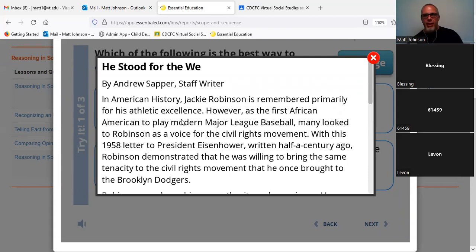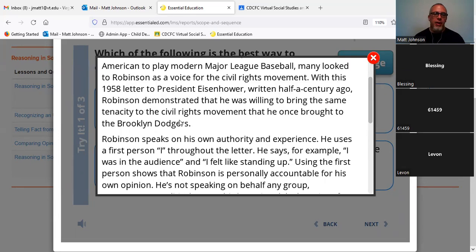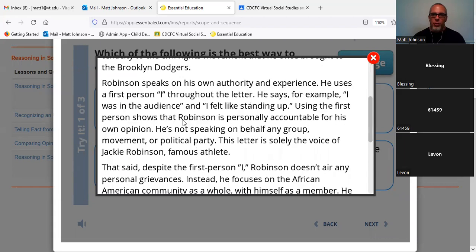So in American history, Jackie Robinson is remembered primarily for his athletic excellence. However, as the first African-American to play modern Major League Baseball, many look to Robinson as a voice for the civil rights movement. With his 1958 letter to President Eisenhower, written half a century ago, Robinson demonstrated that he was willing to bring the same tenacity to the civil rights movement that he once brought to the Brooklyn Dodgers. Robinson speaks on his own authority and experience. He uses a first person, I, throughout the letter. He says, for example, I was in the audience and I felt like standing up.